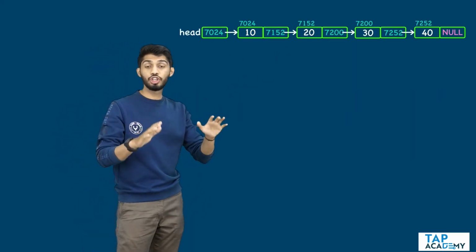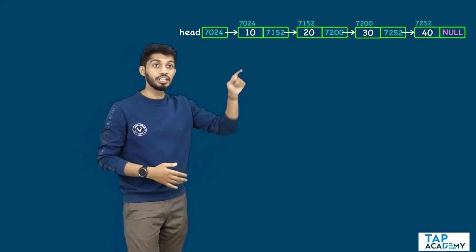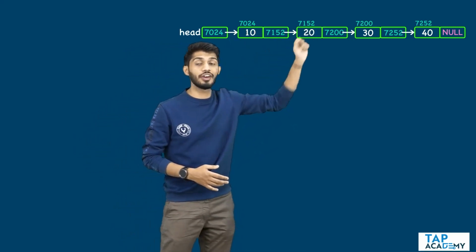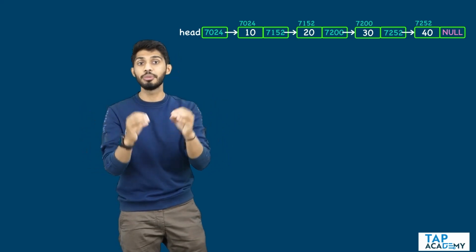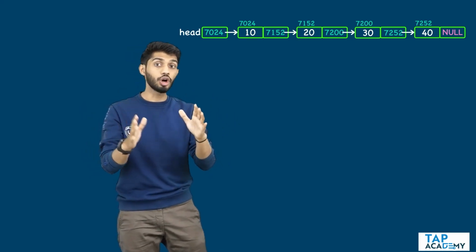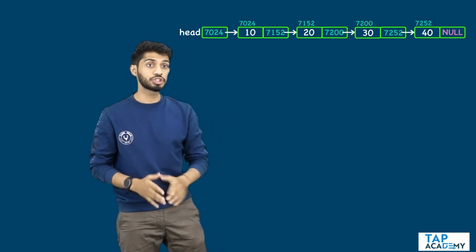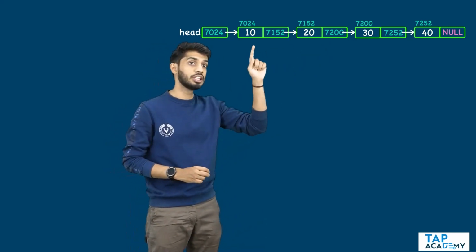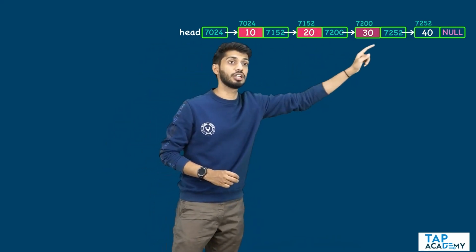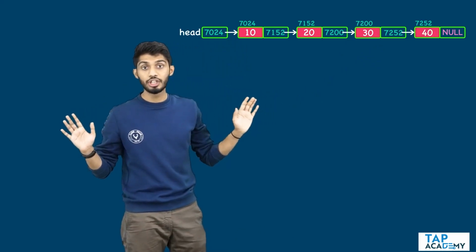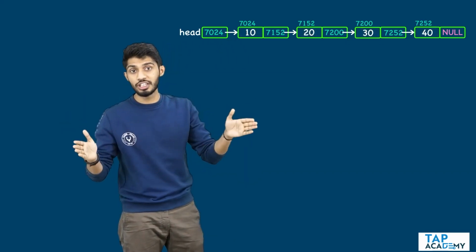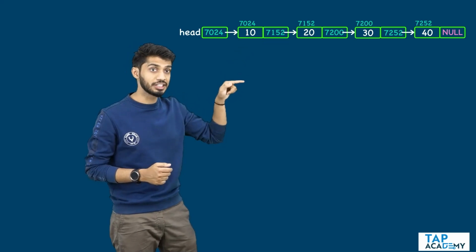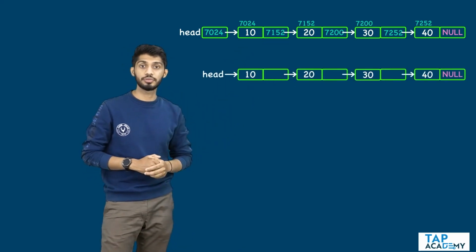Now, actually when you are writing a program, all of this addressing whatever I have written over here is all dummy addresses. The only thing I am concerned about in all of this is these values 10, 20, 30 and 40. That's all I am concerned about. So if I want to represent it in an easier way, I will remove all the addresses and this is how I can represent it.